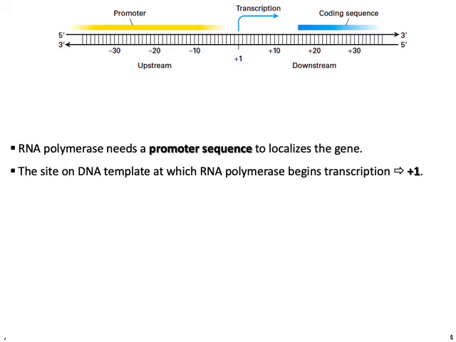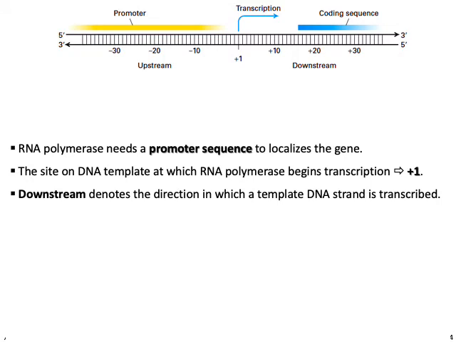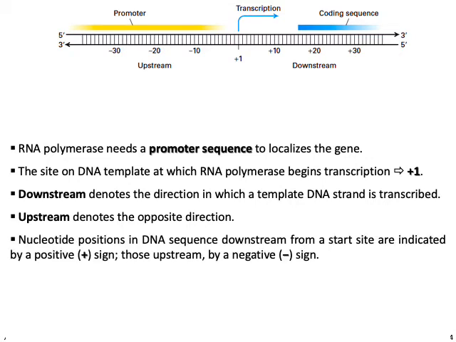So in transcription, the coding sequence starts from +1. Downstream denotes the direction in which the template DNA strand is transcribed, and again the direction of the movement of the RNA polymerase over the DNA. So RNA polymerase moves downstream of the +1 position. Upstream denotes the opposite direction. Nucleotides in the DNA sequence downstream from the start site are indicated by the plus sign, while the upstream are indicated by the negative sign.